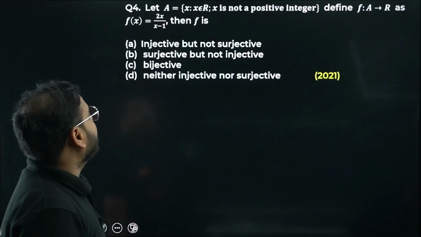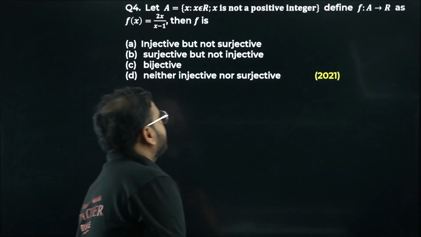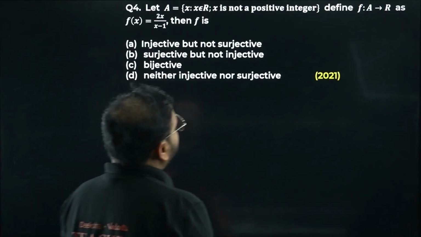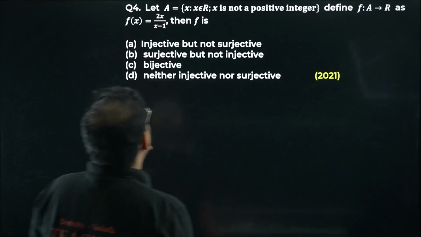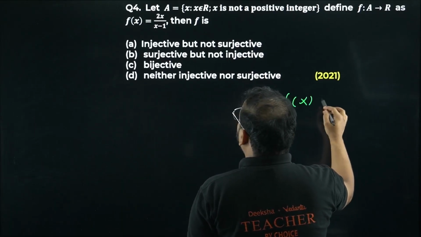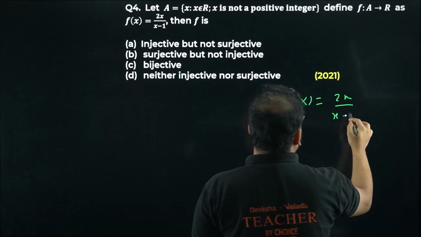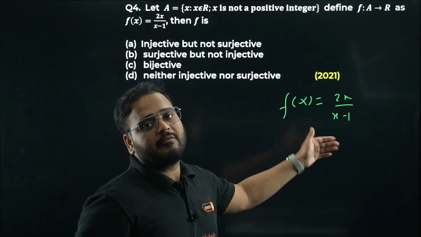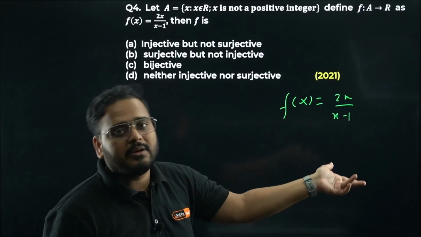Fourth one now. Question number 4. Let A equal to the set of X such that X belongs to real numbers and X is not a positive integer. Define f from A to R as f(x) equals 2x upon x minus 1. Now one way to solve this question is to check the increasing or decreasing nature. If you can find it is either increasing or decreasing in the entire domain, it will be one-one only.